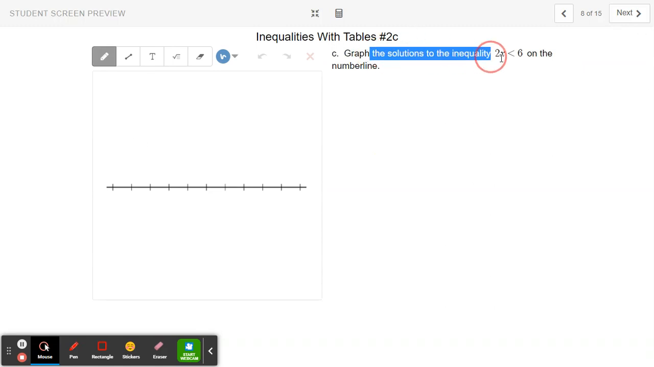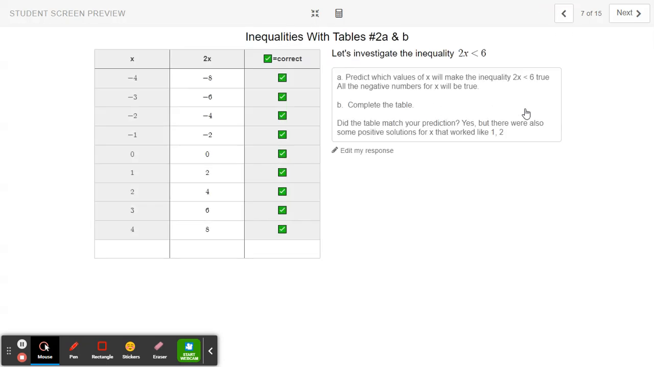Graph the solutions to the inequality. So now this is just saying they want to know how we could show on a number line all the possible answers that would work for x to make this true, right? So we know, to make this equal, x would be 3.